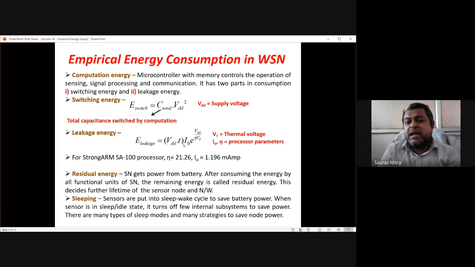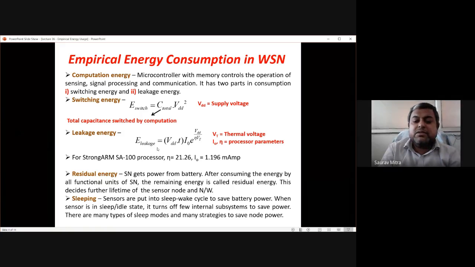T is nothing but time, I naught into e raised to VDD by eta VT. So this is kind of a diode formula. The diode current formula is I naught into e raised to V divided by eta Vt, where Vt is the thermal voltage and I naught and eta are processor parameters.